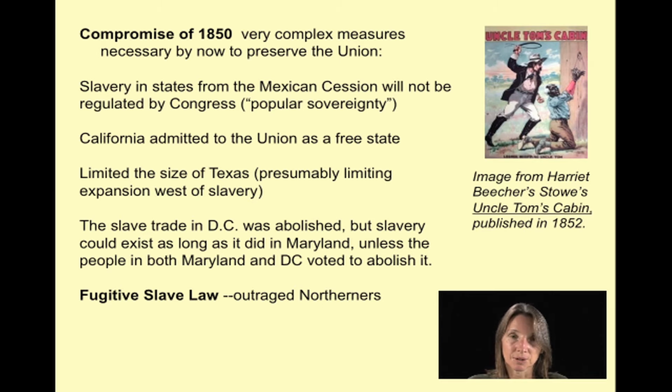They banned the slave trade in Washington, D.C. because it sort of offended the Northerners who were hanging out there working for the federal government. But they did not ban slavery, just the trade of slavery, meaning buying and selling slaves.